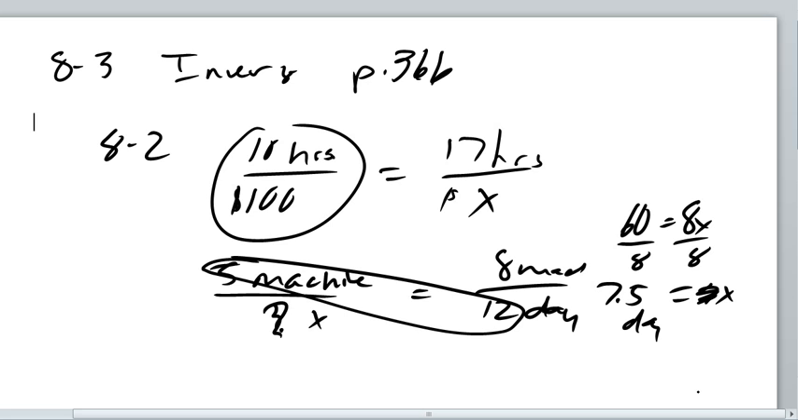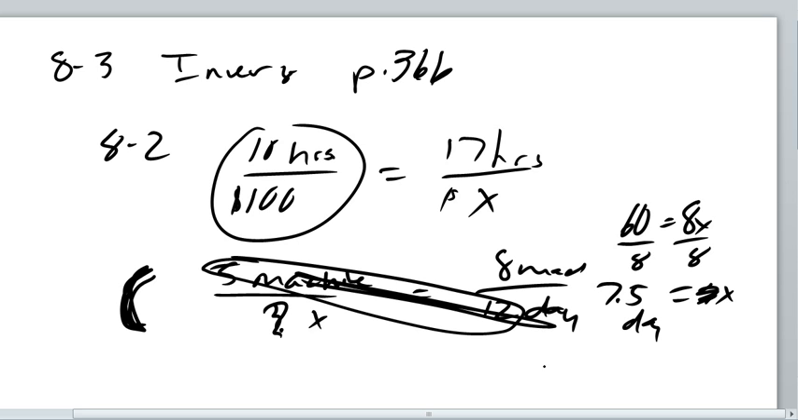But now see what I did here. We knew 5 machines in 12 days, and instead of having them directly above each other, they're not directly above each other. So with an indirect, they go this way, and you end up multiplying those things by each other. So that's going to be more of your indirect proportions.